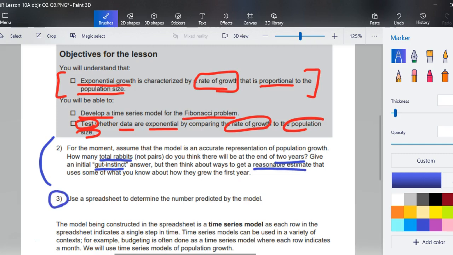But then question 3 says, hey, let's go ahead and use the spreadsheet. So whatever you want to put as your gut reaction of how many rabbits there would be, I don't know, we were growing pretty fast, so 50,000? Don't know. Just give your own gut instinct reaction, and then we're going to use the spreadsheet. And remember, what we're looking for, it's at the end of 2 years.